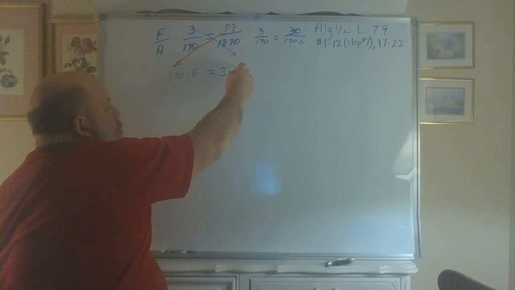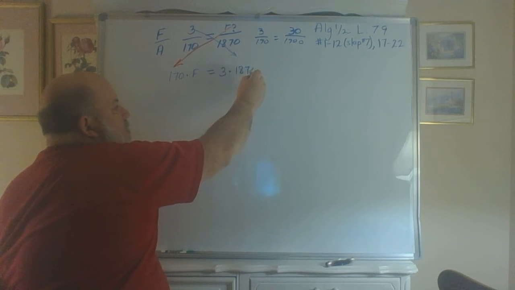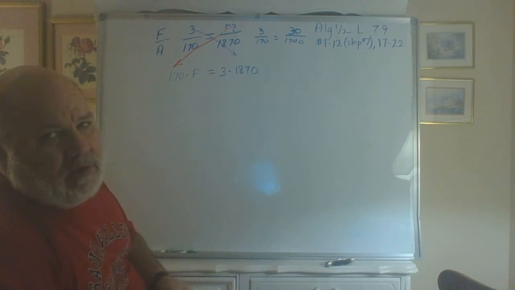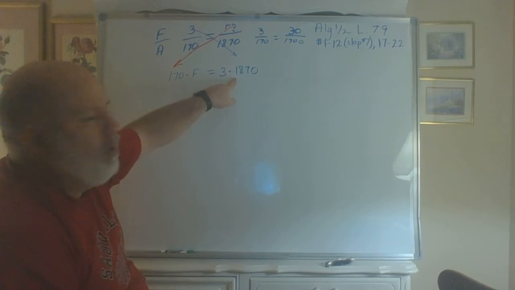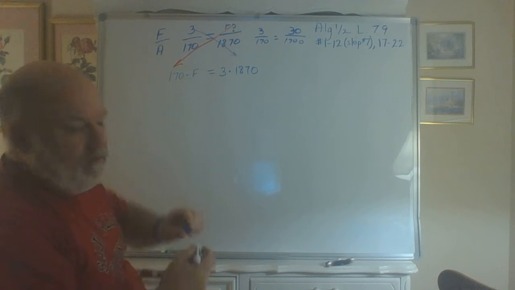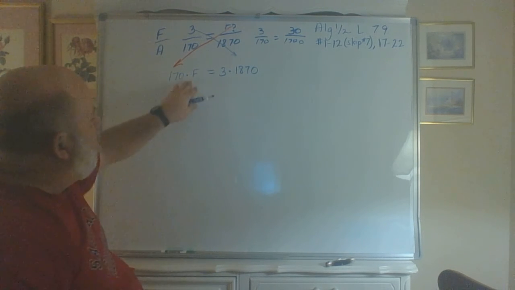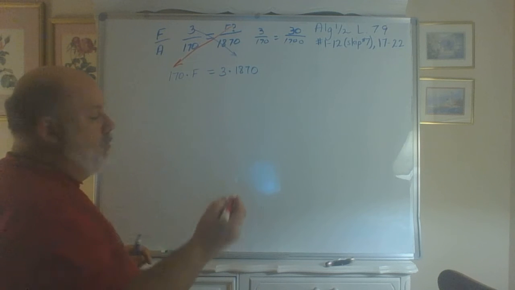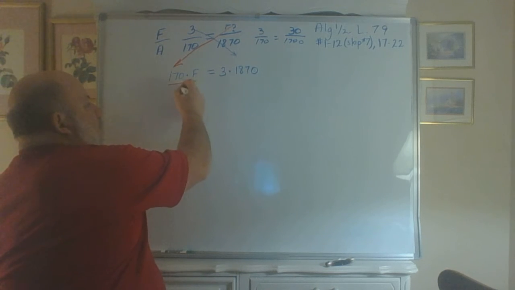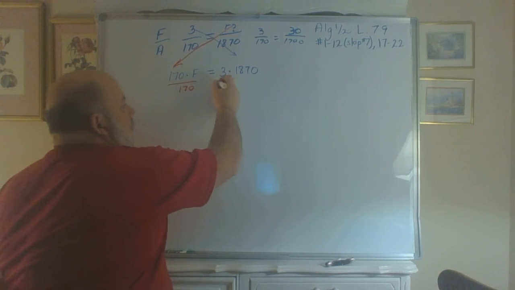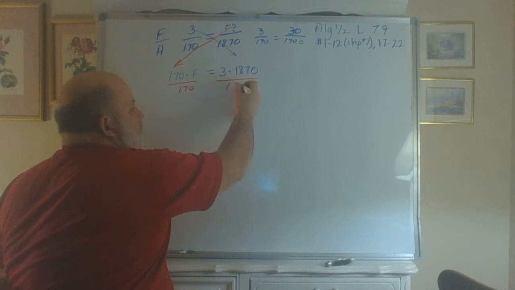And these 2 numbers get multiplied: 3 times 1,870. And as I said on that sheet, don't be in a rush. Don't go multiply that out. Don't. There's a good reason. Trying to get this F by itself, what do I do? I divide by 170, and I divide by 170.